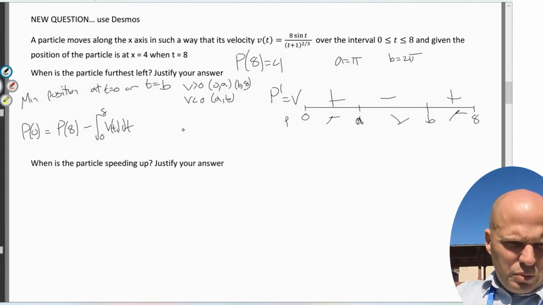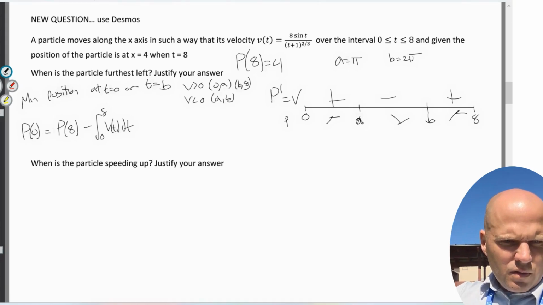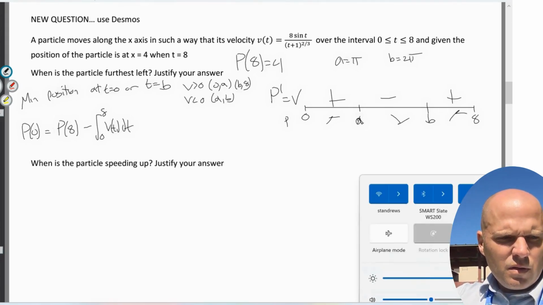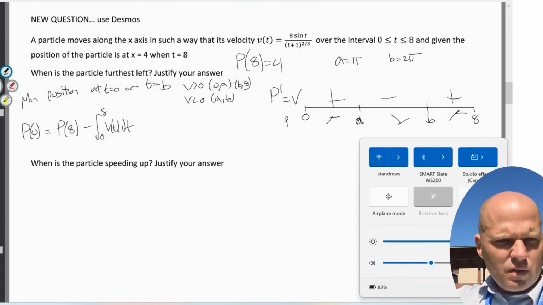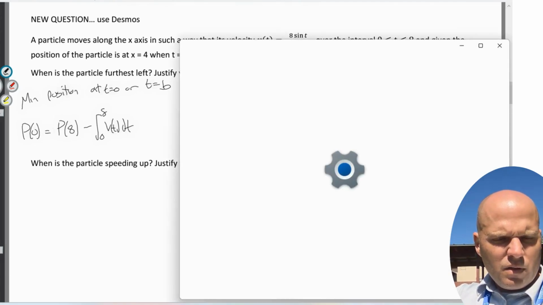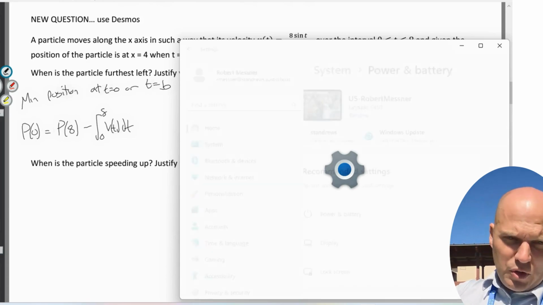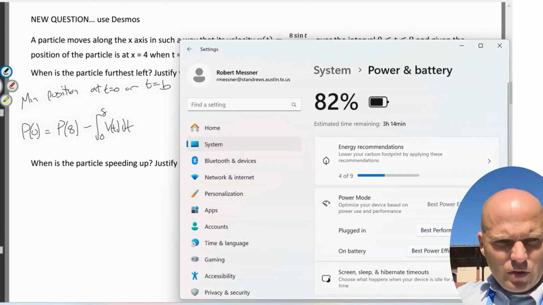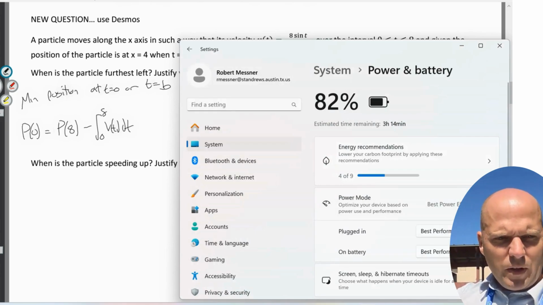Am I on super computer mode? On slow computer mode, it looks like. Power mode. I need super performance. Go.